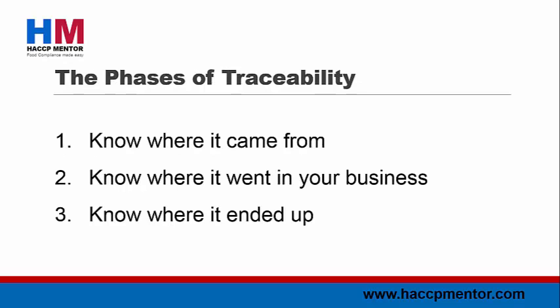In understanding how to best manage and implement raw material traceability within your food business, there are three main phases to follow. The first one is to know where it came from, or the origin. Number two is to know where it went in your food business, so the production. And the third one is to know where it ended up, or the destination. Let's now have a look at each of these phases separately and explore relevant control and implementation strategies.